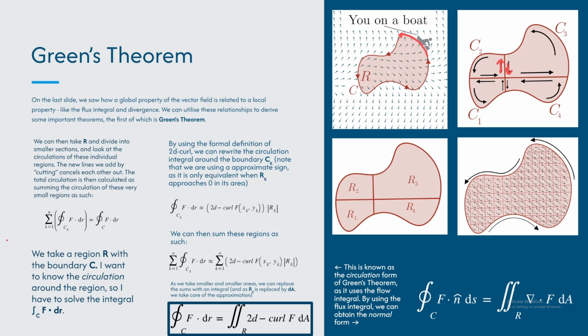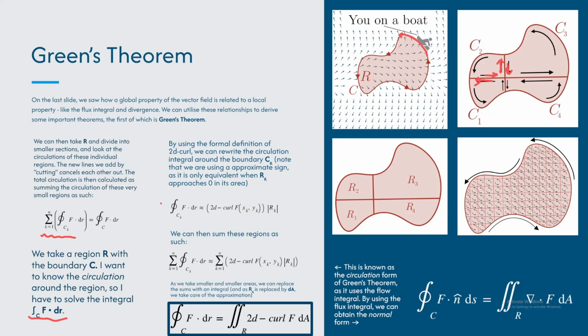So I'm going to just summarize it here. Take a sum, k equals 1, of Ck being these boundaries here, C4 and so on, and that is equal to the total circulation because all the inside stuff cancels, right? All the lines we add cancel because they go in opposite directions. You take a region R with the boundary C, you want to know the circulation around the region, so you want to solve this integral here. That's the idea. But using the formal definition of the 2D curl, we can rewrite the definition.